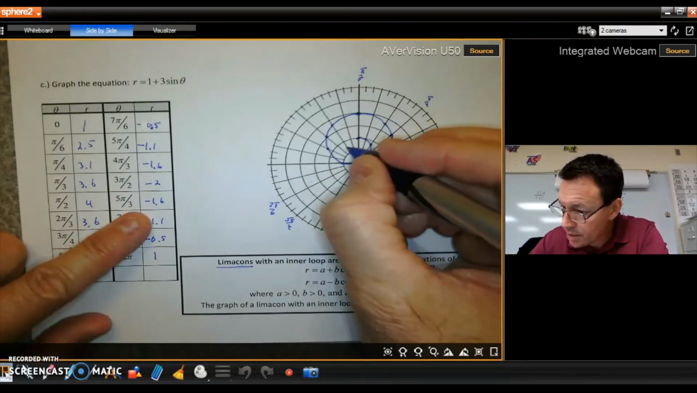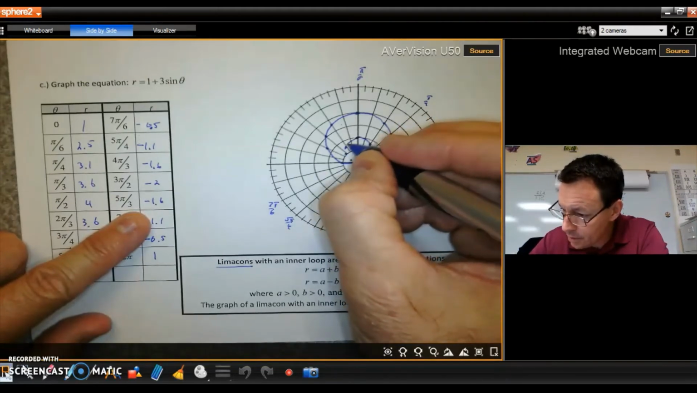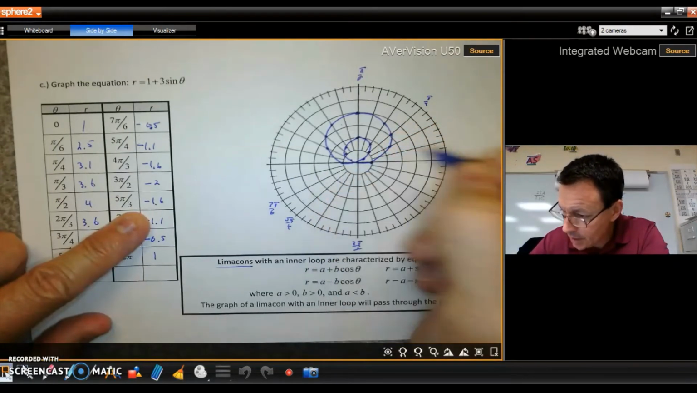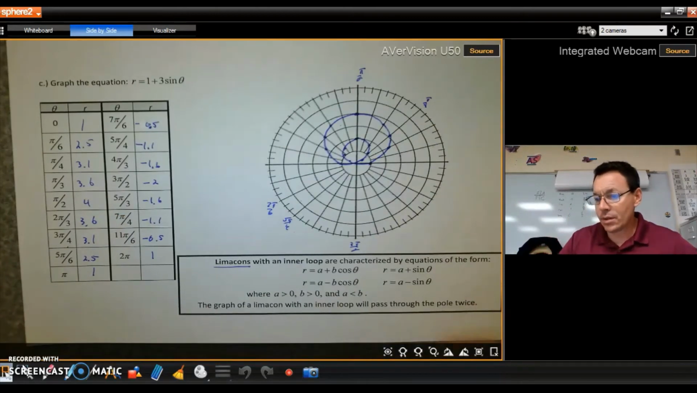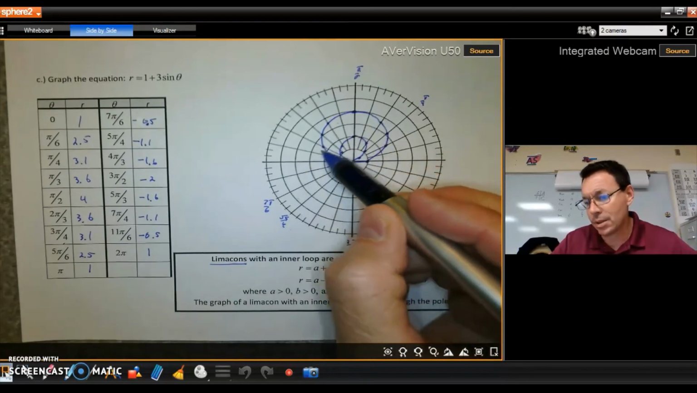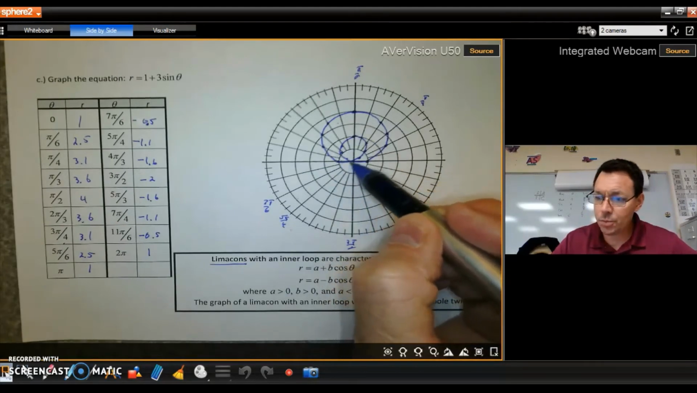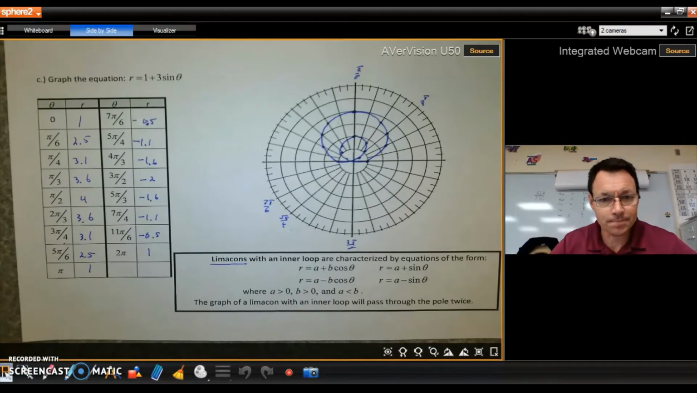So this is 1.6, 1.1, 0.5, and we get that. And that's our little loop-de-loop in the middle. So it's called a limacon, whatever you want to call it, with an inner loop. It goes around and has that snail or shell shape to it, but then it does this little loop-de-loop, a little roller coaster in the middle.